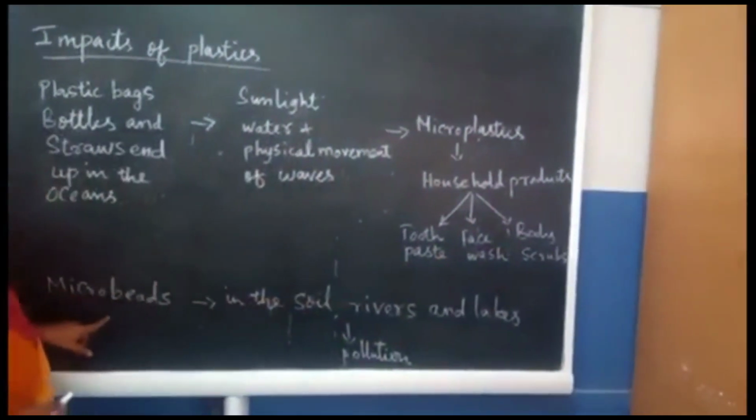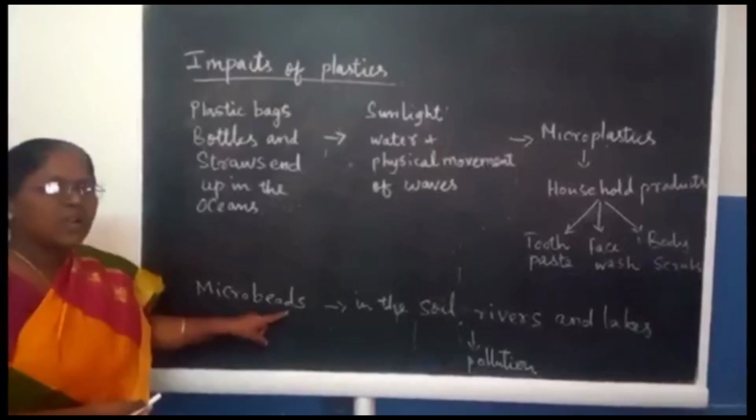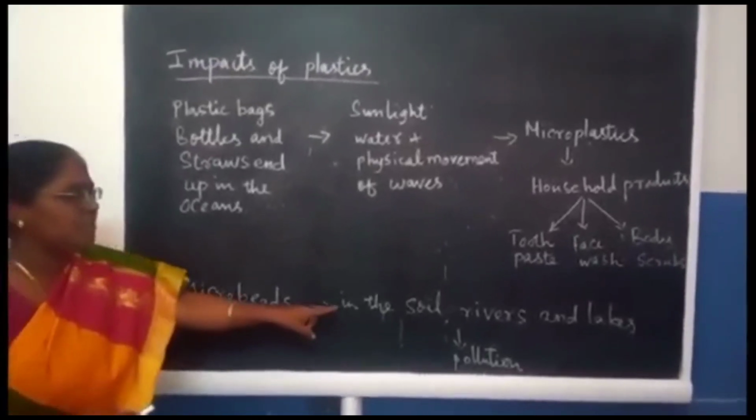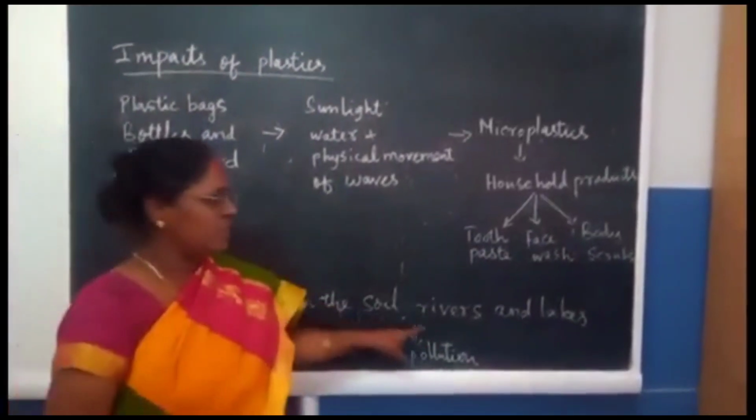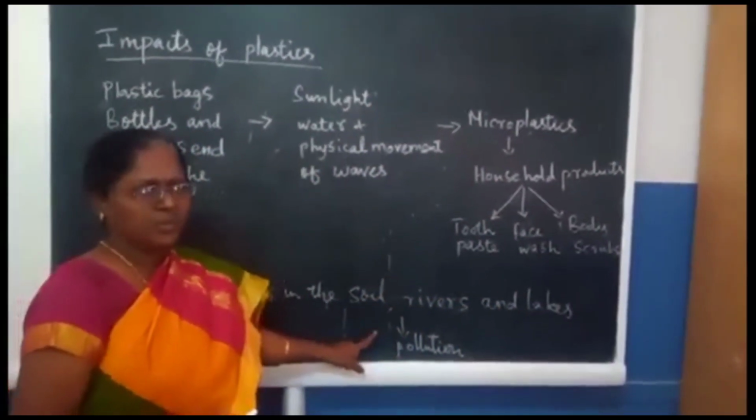Next one we are going to see about microbeads. So these microbeads are washed down in drains and end up in the soil, rivers and lakes, which cause pollution.